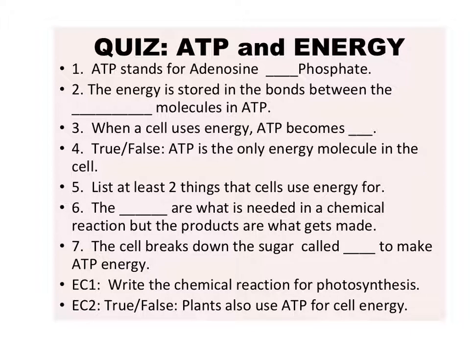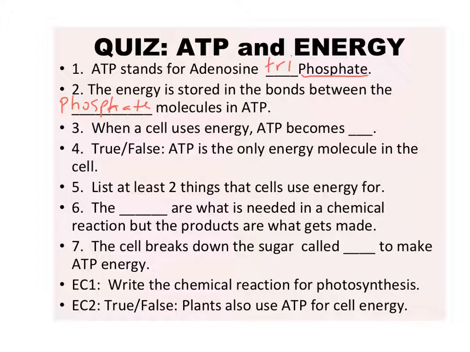ATP, this is number 1, stands for adenosine triphosphate. Remember, tri means 3, and ATP has 3 phosphate molecules. That's why it's called adenosine triphosphate. Number 2, energy is stored in the bonds between the phosphate. Energy is stored between the phosphate molecules in ATP.